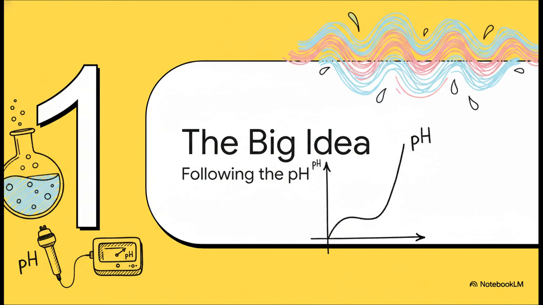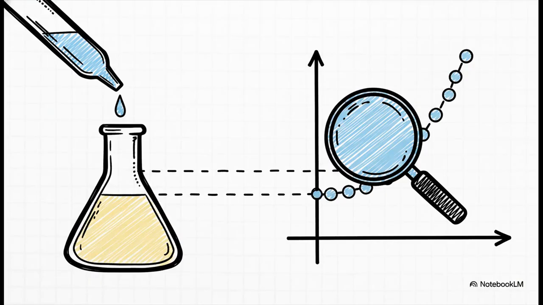Okay, so first up, the big idea. The entire process, the whole thing, really hinges on tracking just one key variable as we mix our known solution with our unknown one, and that variable is the pH. You see, as we carefully, drop by drop, add our known solution, that's called the titrant, we're constantly measuring the pH. And when we plot those measurements on a graph, we create what's called a titration curve.